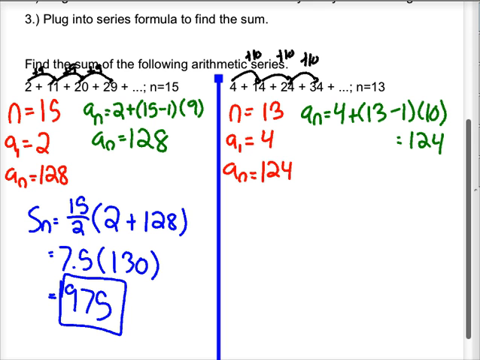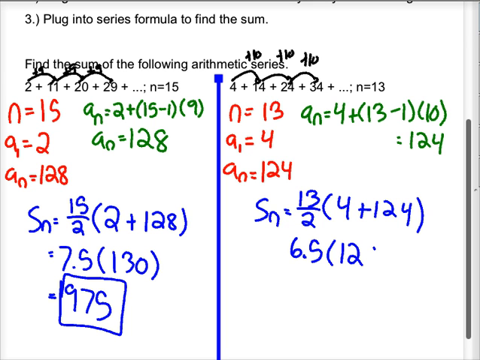And now that I know that, I have everything I need to plug this into my summation formula. 13 over 2, and I add my two terms. So I get 6.5 times 128. Type that into my calculator. That's going to leave me 832 as my sum.